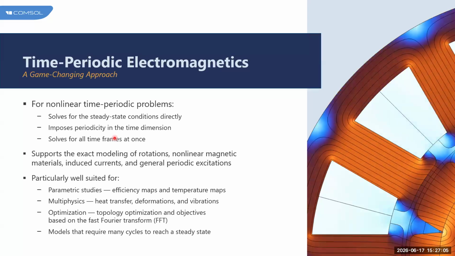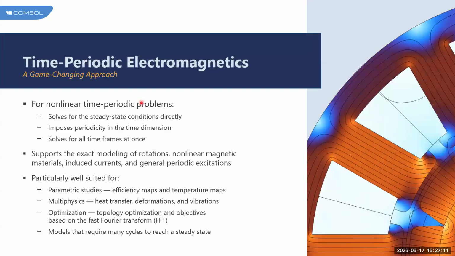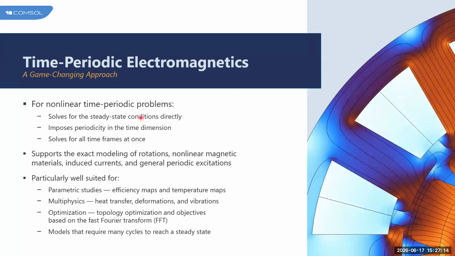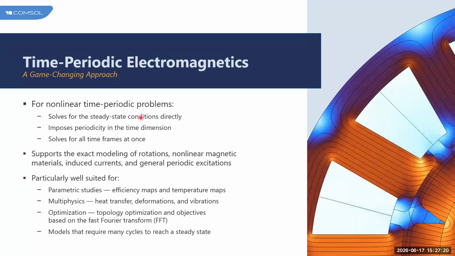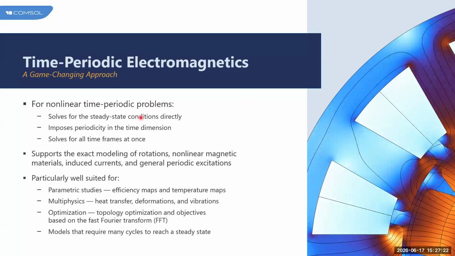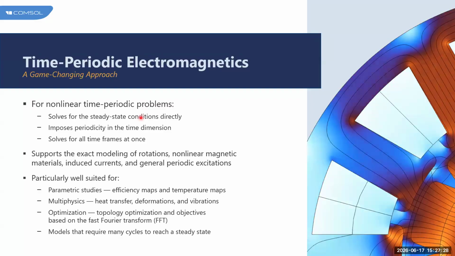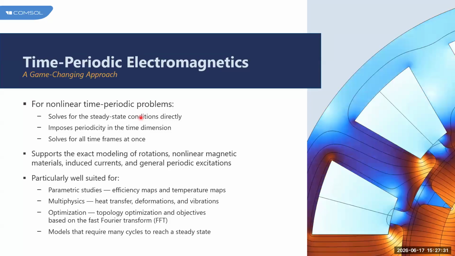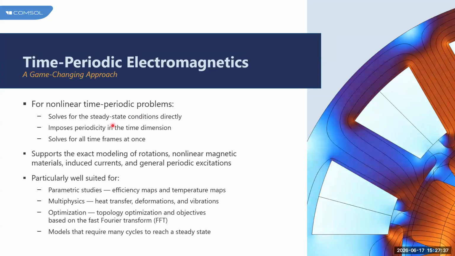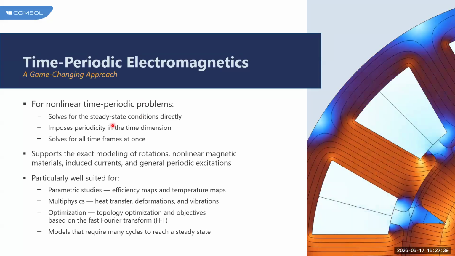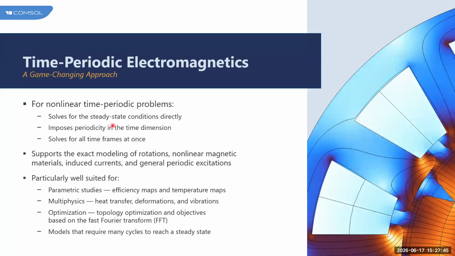To move on, time periodic electromagnetics is one of the game-changing capabilities for motor engineers available within COMSOL. Traditional transient simulations start from rest and step forward in time until the motor reaches a periodic steady state. For motors with many electrical cycles before steady state, this can take thousands of time steps. The time periodic approach directly imposes that the solution is periodic in time, and it solves for all time frames simultaneously. So we skip straight to steady state and solve in one go.